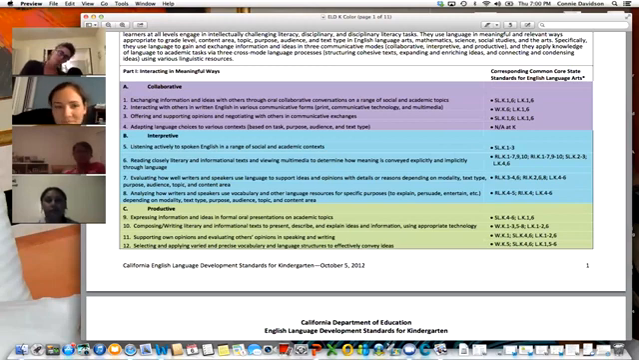Okay? That's how they're coupled together, which is different than what we had before. Before, you had the content standard and then this overlay of language. Now you have the overlay of language inside the content standard. Okay?